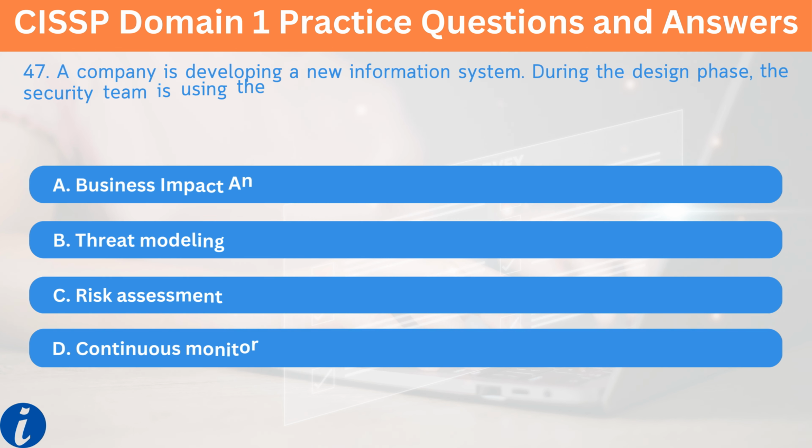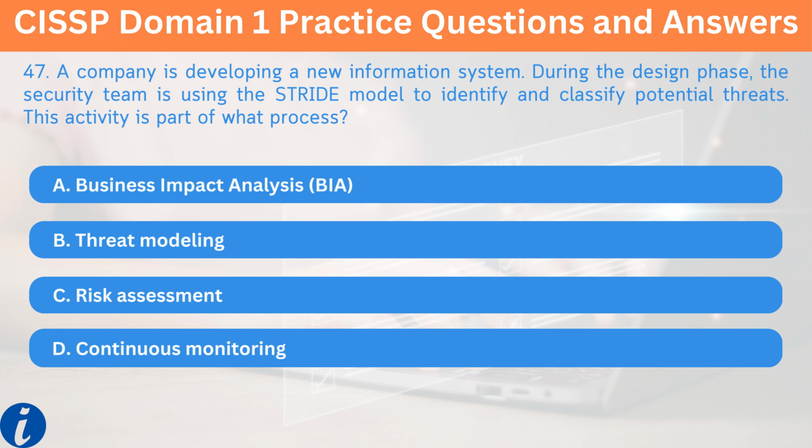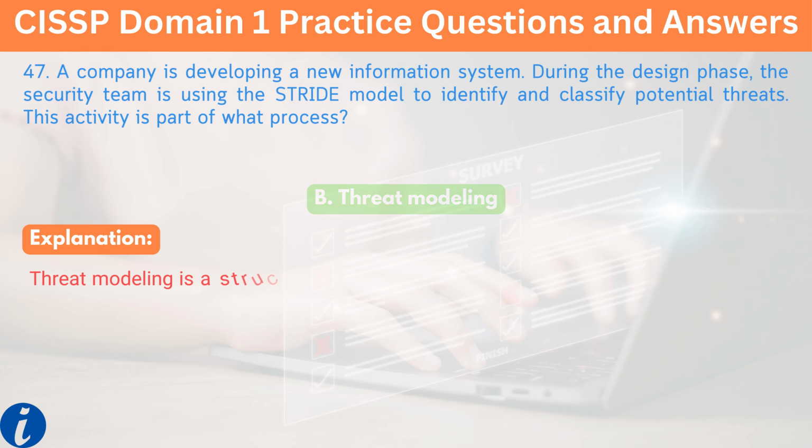47. A company is developing a new information system. During the design phase, the security team is using the STRIDE model to identify and classify potential threats. This activity is part of what process? A. Business impact analysis, BIA. B. Threat modeling. C. Risk assessment. D. Continuous monitoring. The correct answer is B.